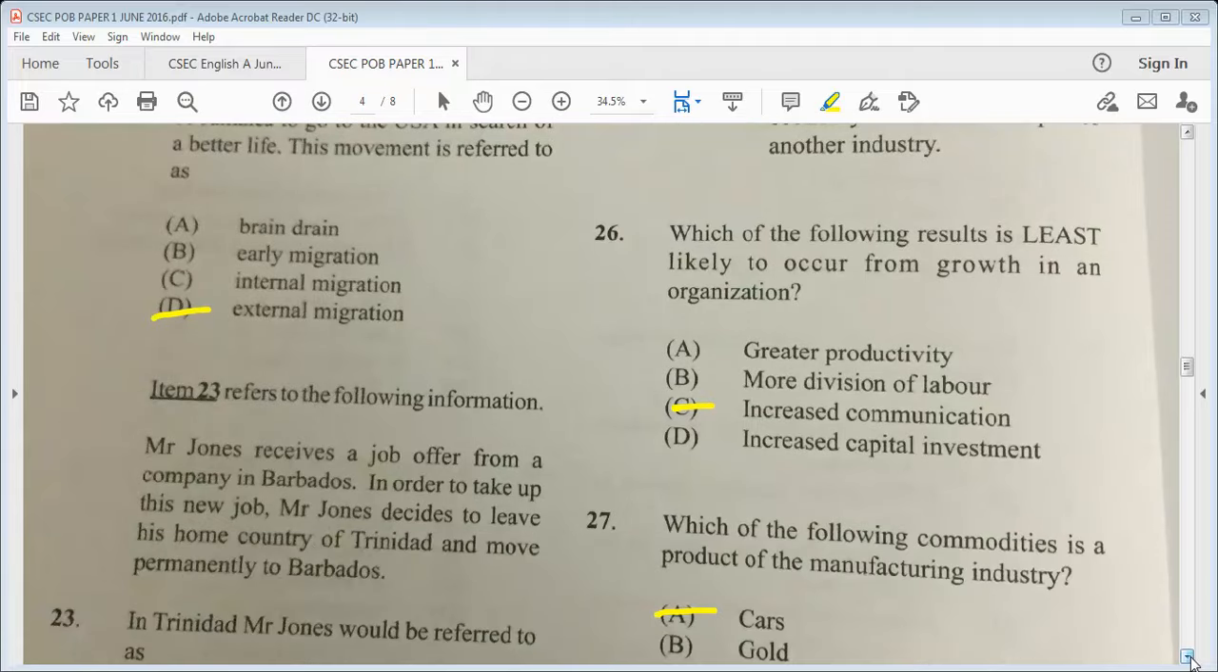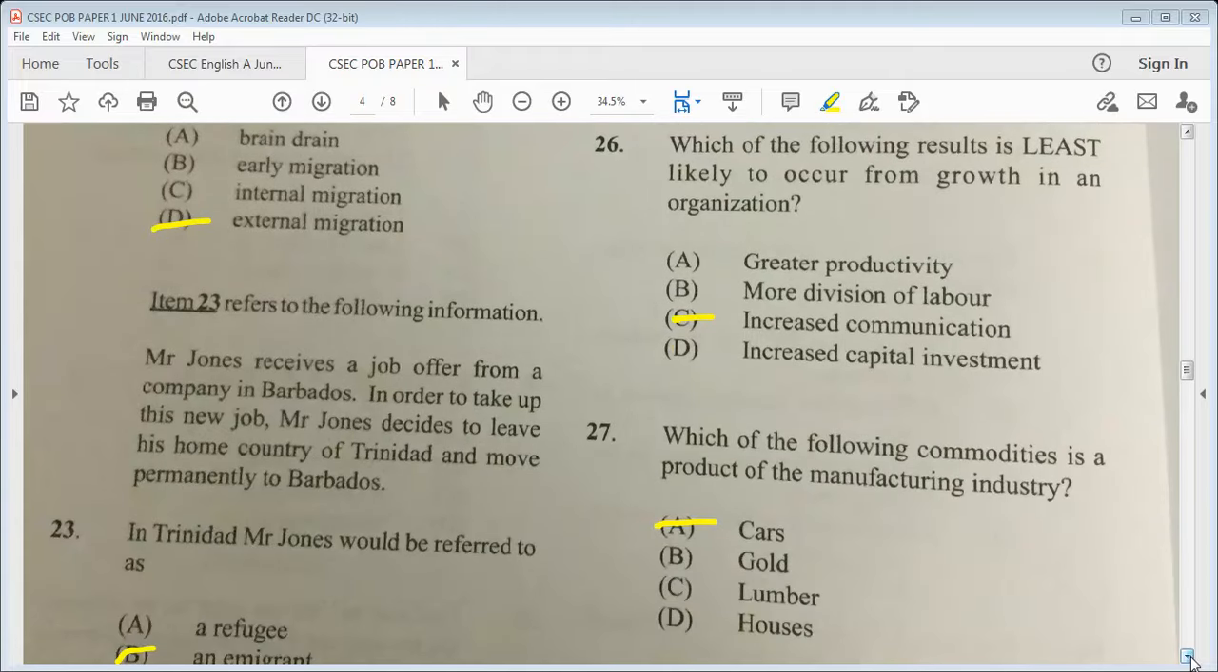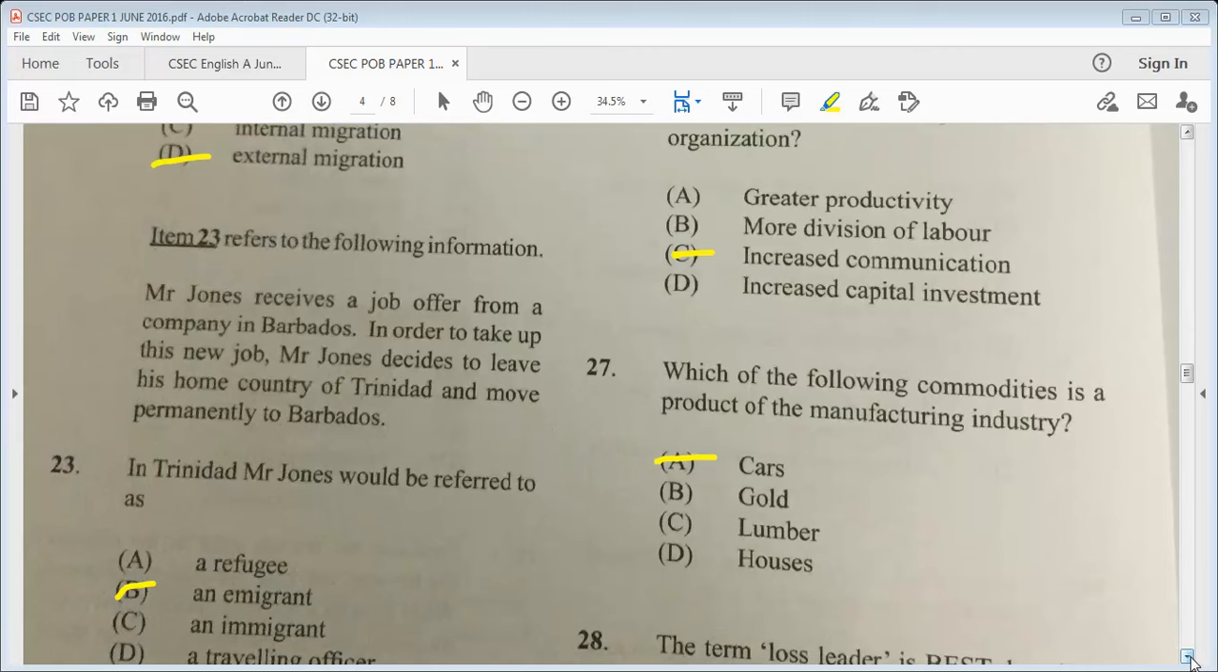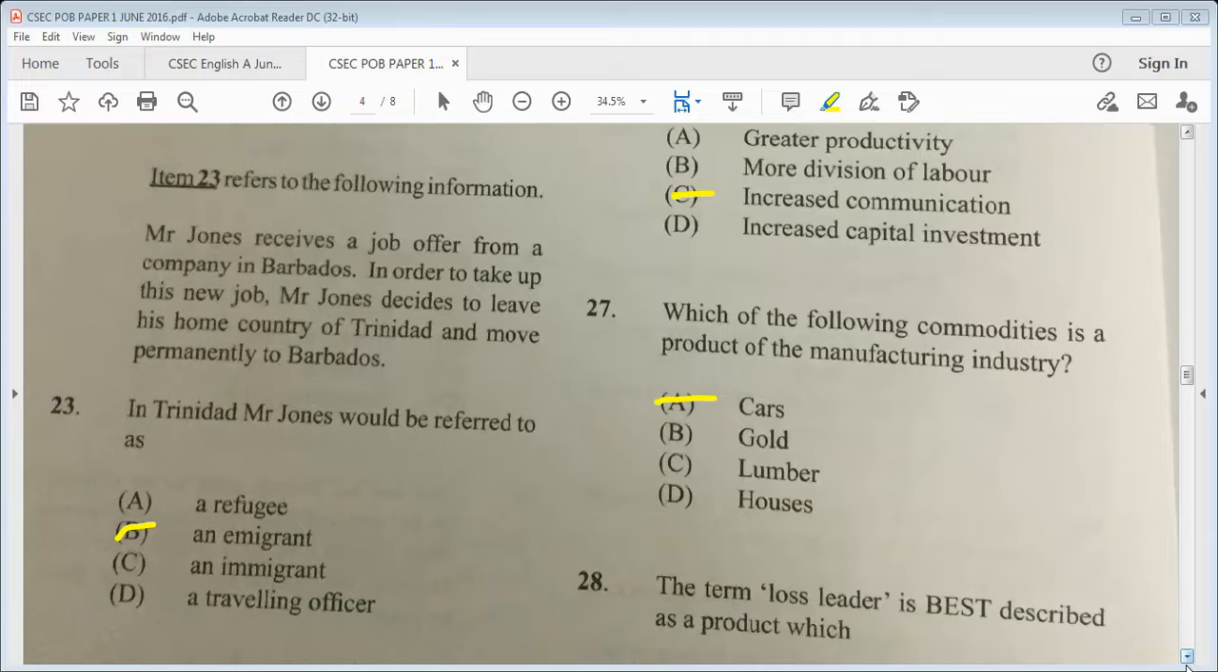Let's go on to 23. Item 23 refers to the following information. Mr. Jones received a job offer from a company in Barbados. In order to take up this new job, Mr. Jones decided to leave his home country of Trinidad and move permanently to Barbados. In Trinidad, Mr. Jones would be referred to as B, an emigrant. Let's go on to number 24.